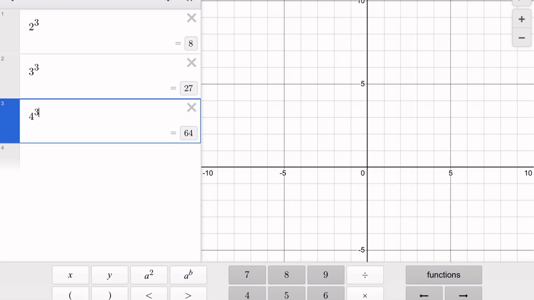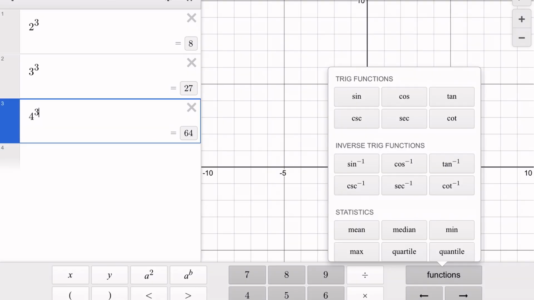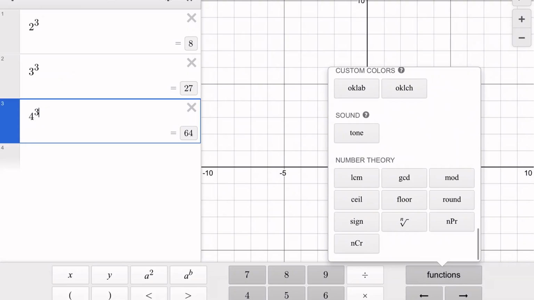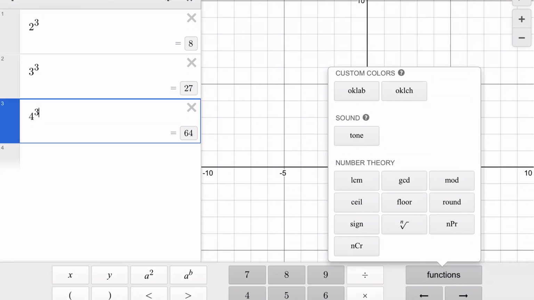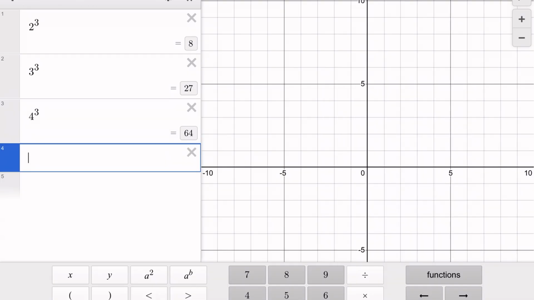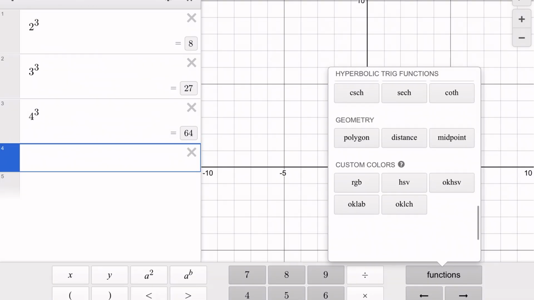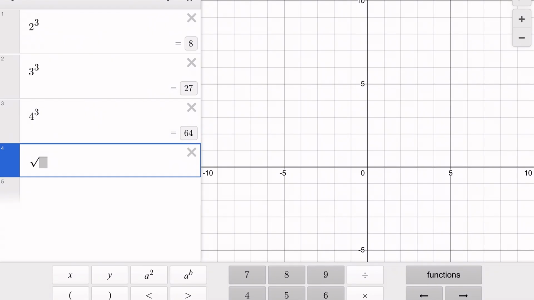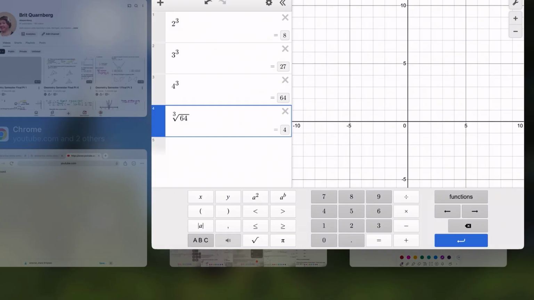Another way of doing that is on the right side, there's the functions button. You scroll all the way down to the one with the N, but then you're going to have to put a 3 right there and then 64 right there, and it'll tell you the answer. So there's 2 ways of finding that. Either way, we wanted 4. That's what we wanted for this problem, a 4.